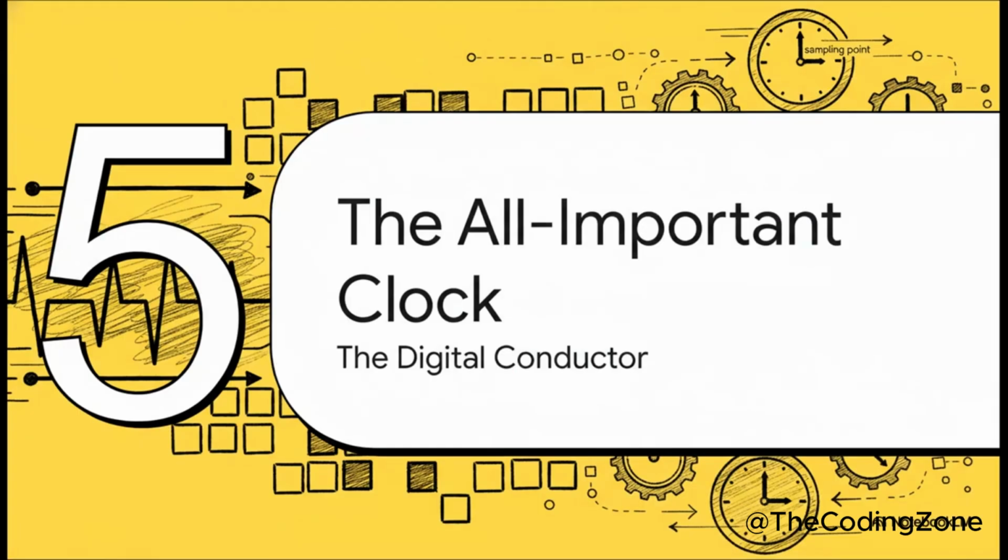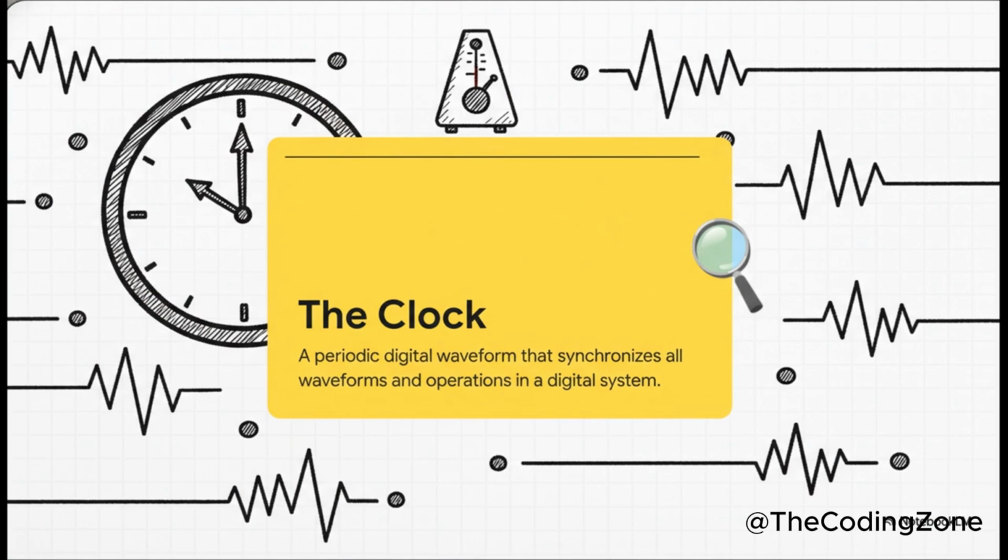But hold on. With all these ones and zeros flying by, sometimes billions of times per second, how does a system know exactly when to look at the signal? I mean, if it looks at the wrong nanosecond, it could get the entire message wrong. The answer is the clock. The clock is a special, perfectly periodic signal that acts like a metronome for the entire digital system. It doesn't carry any data. Its only job is to provide a steady, rhythmic pulse that every single component in the system listens to.